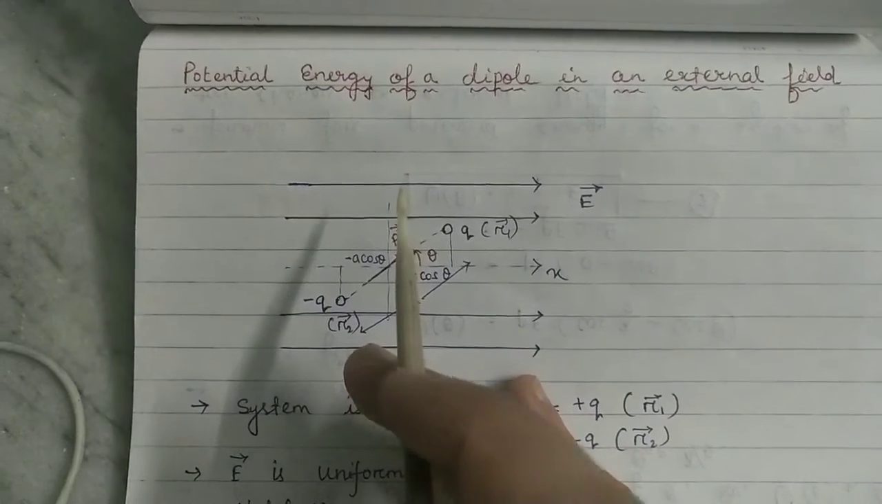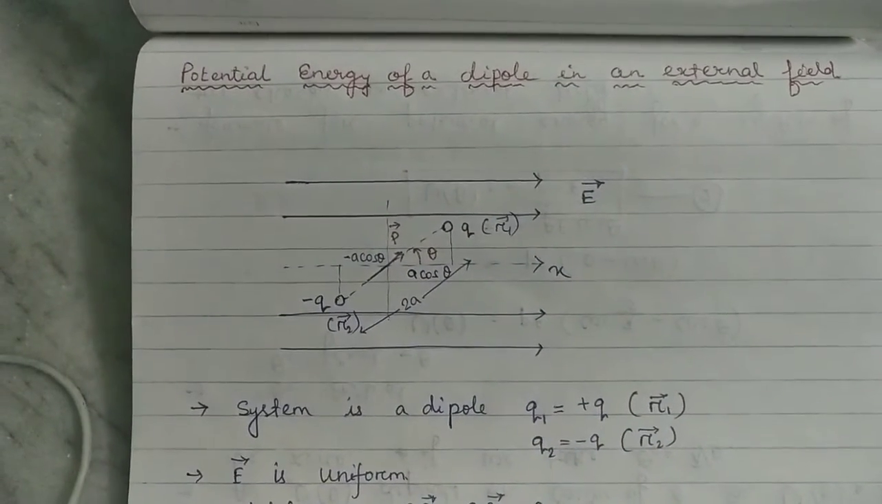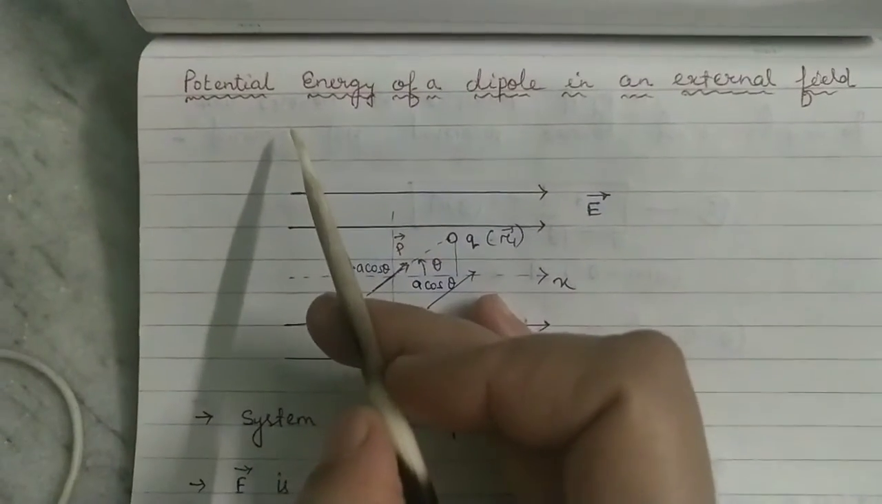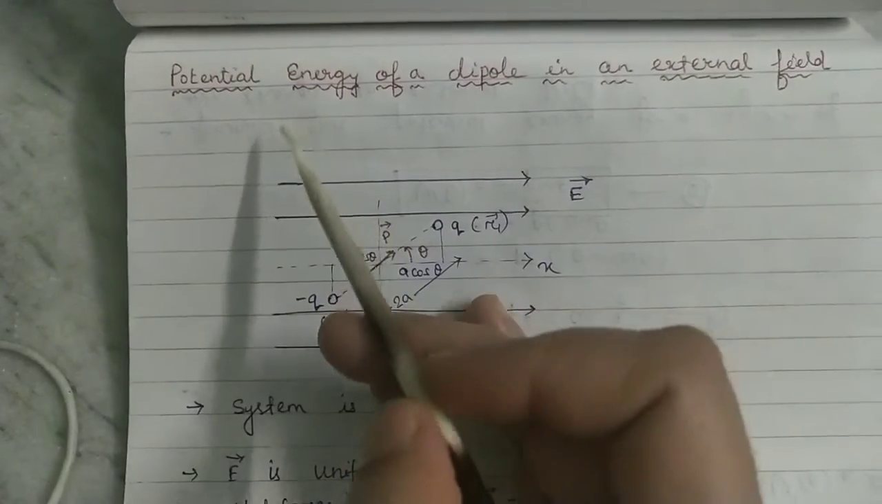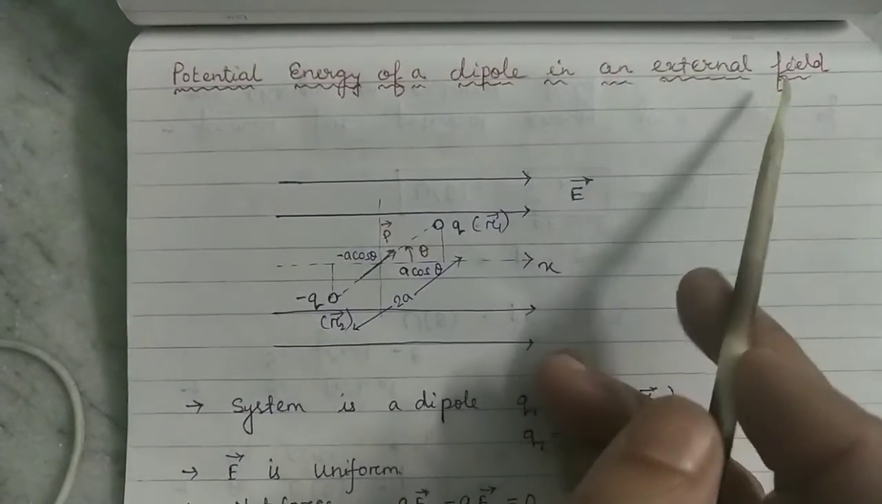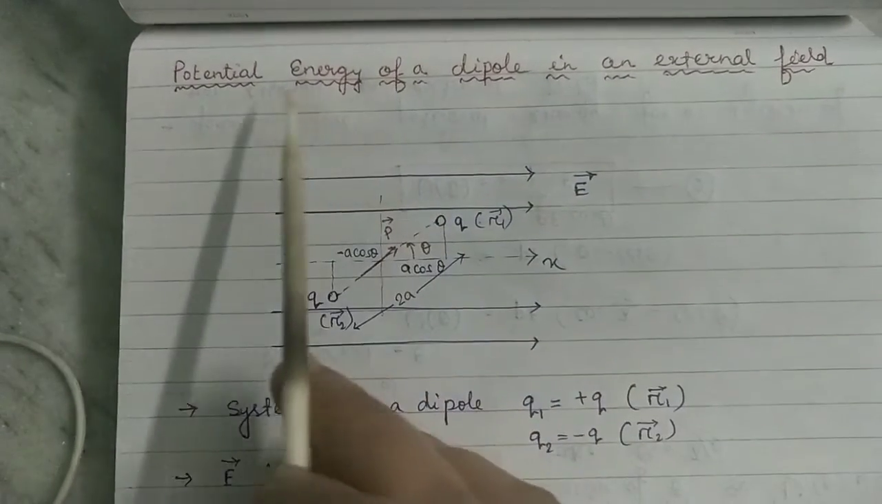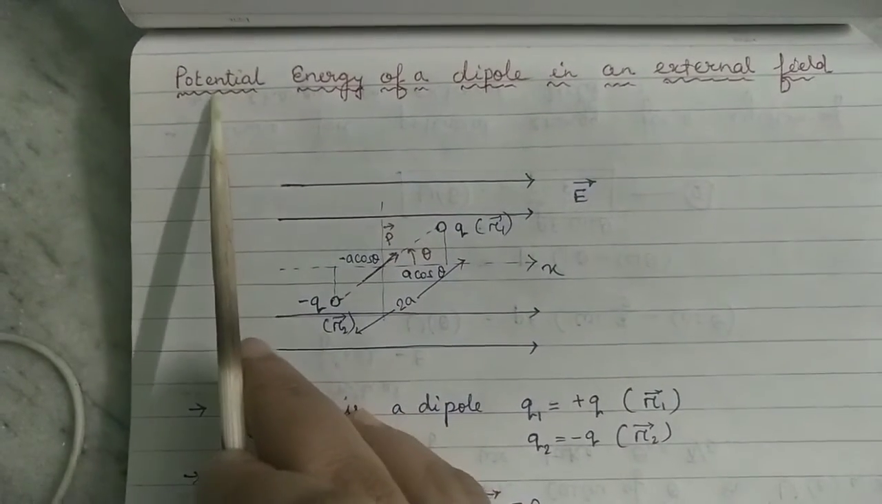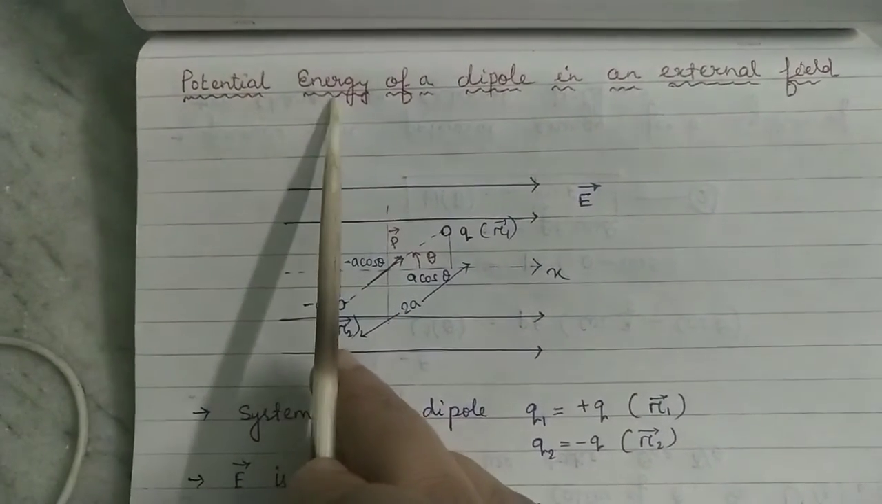Hello students, let's go for one more topic in the chapter electrostatic field and capacitance. The topic is potential energy of a dipole in an external field. Okay, so what is the concept here? The concept is we have to find the potential energy.